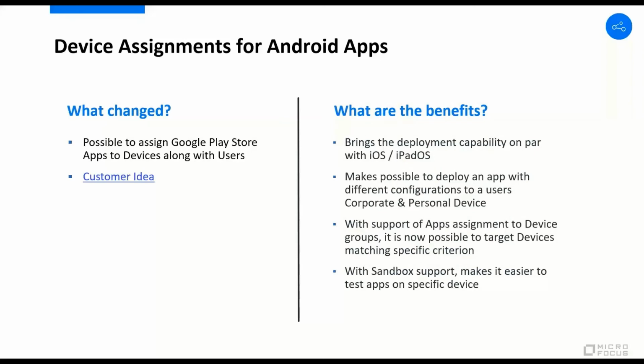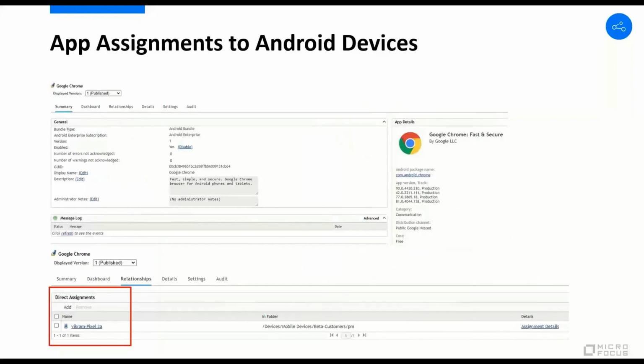So this actually brings the deployment capability on par with the iOS and the iPadOS devices. With the support of the app assignment to the device groups, now it makes it possible that you can target the devices matching a specific criteria rather than trying to match out the users at all. And obviously with the sandbox support coming in, it makes it easier to test apps on a specific set of the devices. So if you see over here, you have another tab which is coming in, direct assignment.